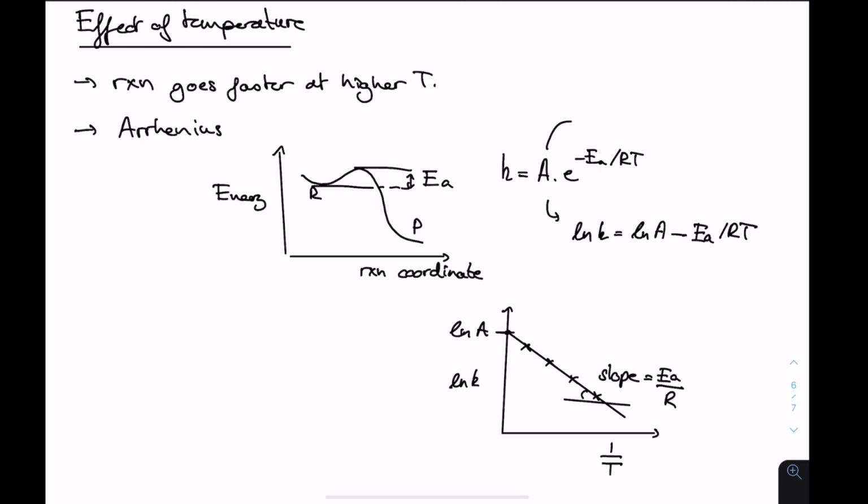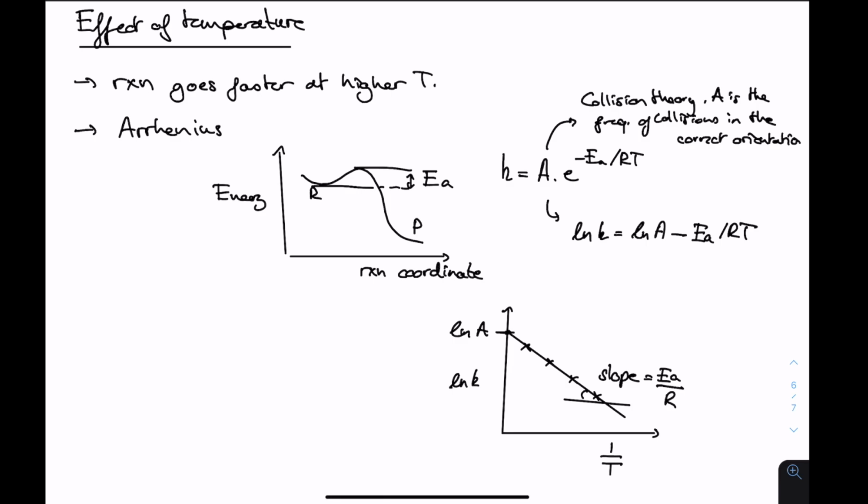And we'll see later that this A can be interpreted in terms of collision theory under specific conditions, that A is the frequency of collisions in the correct orientation. So you can imagine that molecules will bounce against each other, but they will only react at certain correct configurations depending on the mechanism, for example.